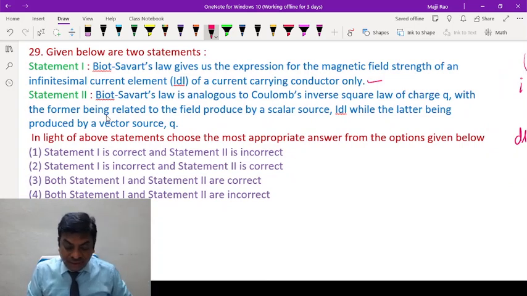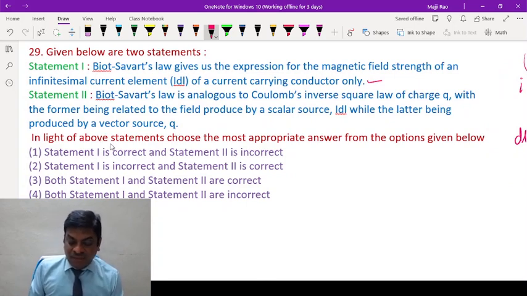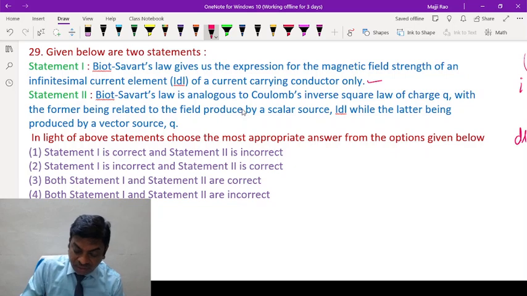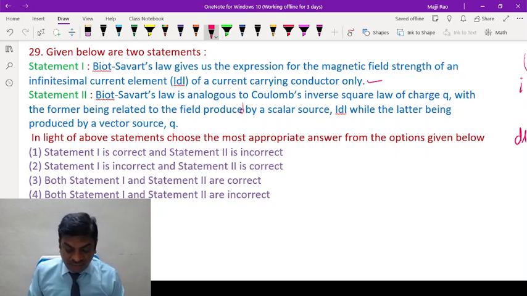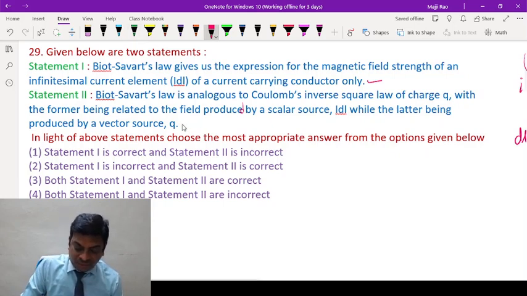Now statement 2 says Biot-Savart's law is analogous to Coulomb's inverse square law of charge q, with the former being related to the field produced by a scalar source I dl, while the latter is produced by a vector source q. This is wrong, students, because as you know, charge is not a vector. Charge is a scalar quantity.